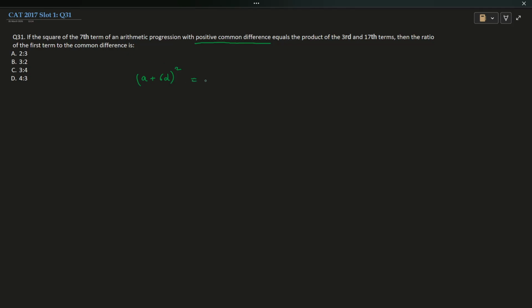This is equal to the product of the third term. So the product will be (a + 2d) and the 17th term will be (a + 16d). Okay, a is the first term, d is the common difference. I will get a² + 2ab, right? So 2 into 6 is 12. 12ad + 36d². This will be equal to a² + 16ad + 2ad, so 18ad + 32d².